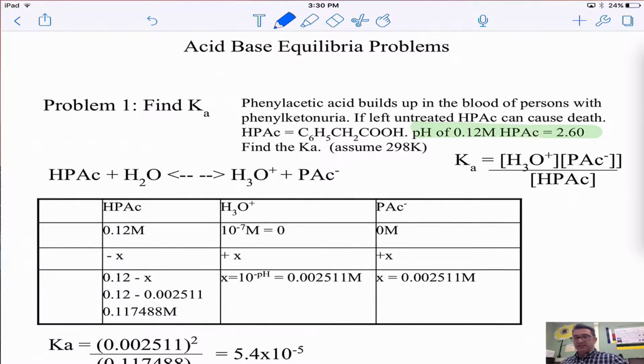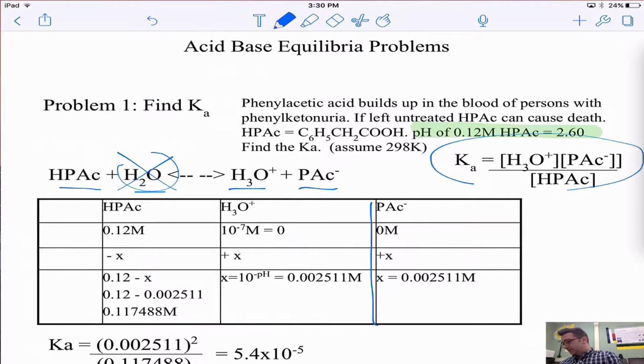I set up an ICE table. I write out a reaction: the acid plus water yields H3O+ and PAC-. Then I write out an ICE table, and I leave out the water. Notice that it is left out. I have my reactants and then my products over here. I can write a Ka for this, same as any Kc I've always written. It doesn't include the liquids.